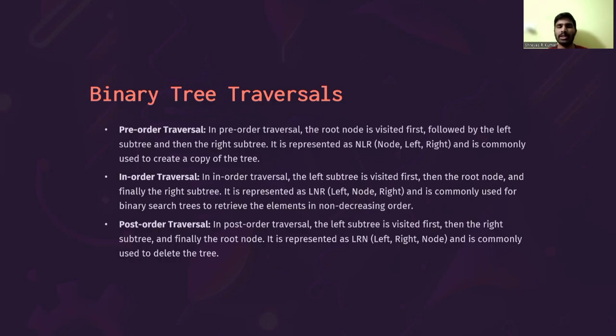In post-order traversal, the left subtree is visited first, then the right subtree, and finally the root node. It is represented as LRN, left-right node, and is commonly used to delete the tree.